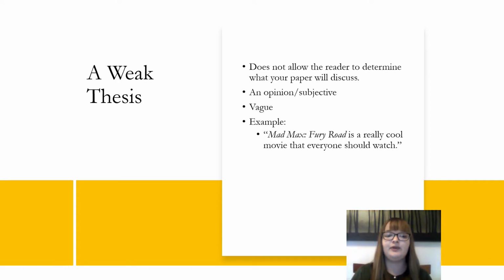On the other hand, a weak thesis statement does not allow the reader to determine what your paper will be about. A weak thesis statement can be an opinion or subjective, or it can be vague. An example of a weak thesis statement is: Mad Max: Fury Road is a really cool movie that everyone should watch. This thesis ticks off all of those boxes. We don't know what the paper will be about based on it. It's an opinion, and it's vague. We need more specific details about what makes Mad Max a strong movie, and we also need a stronger claim.